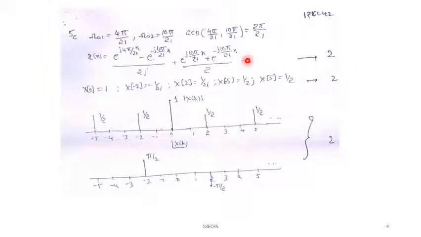So to expand this, you'll get 2 marks. Then the magnitude spectrum 2 marks, and the calculation of this 2 marks. Then drawing the magnitude spectrum and phase spectrum 2 marks. So it will be 6 marks.